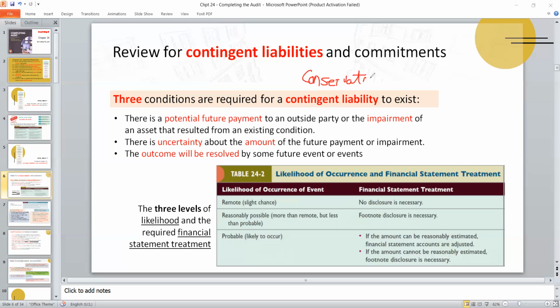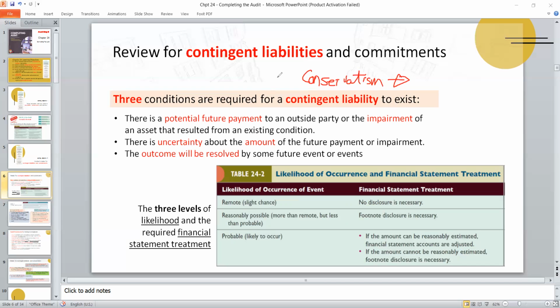There is the term conservatism, konservatisme. We need to be careful, prinsip kehati-hatian, conservative. An accountant must be conservative, especially for cost and liability. We have to disclose the probability of cost or liability that maybe can disturb the going concern of the company.